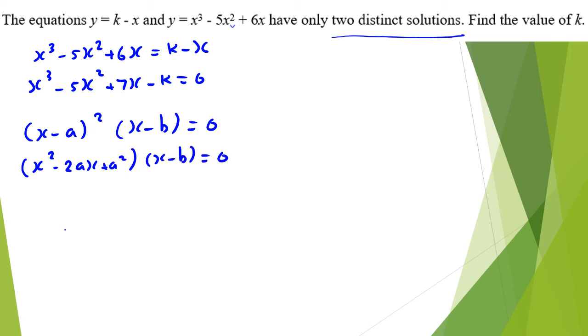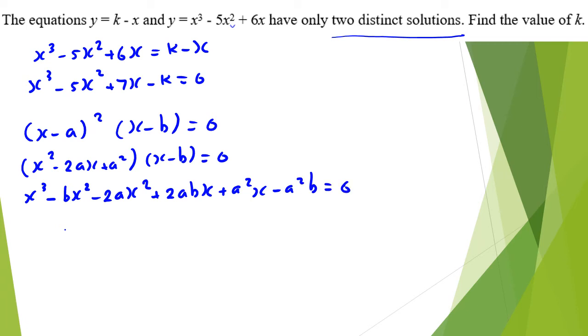Now keep expanding. Plus a squared x minus a squared b equals 0. Now I would like to compare this one here with that equation. So the coefficient of x squared should give me -5, the coefficient of x should give me 7, and the constant should give me -k. And that's why I will end up with three different equations. I've got a squared b equal to k.